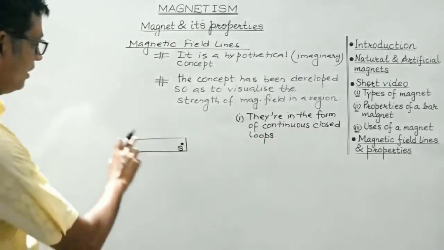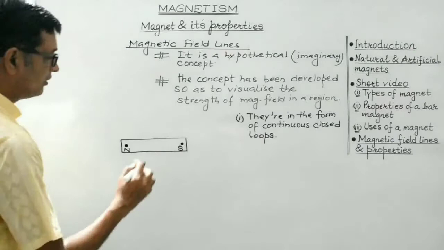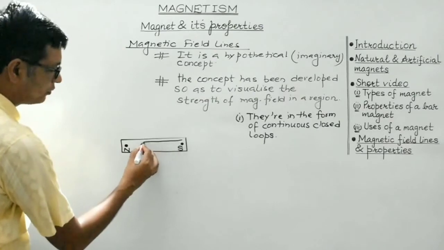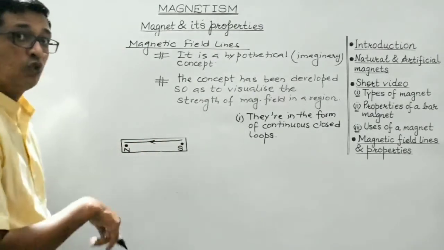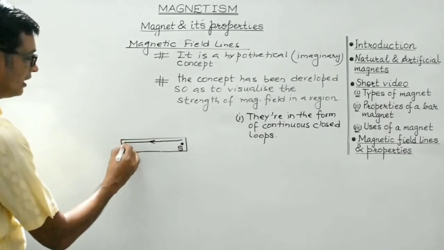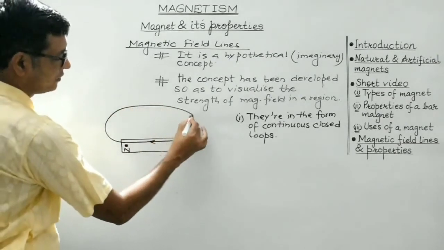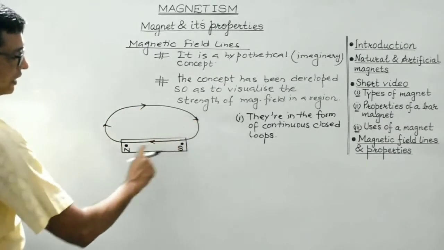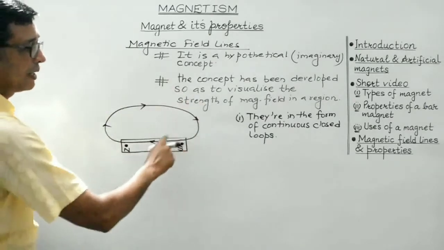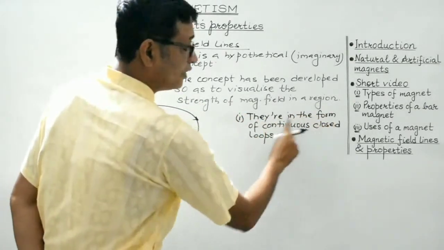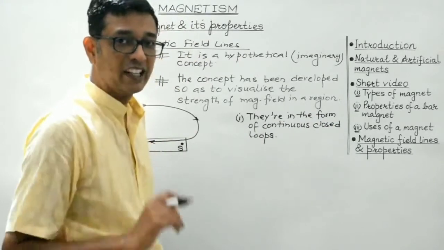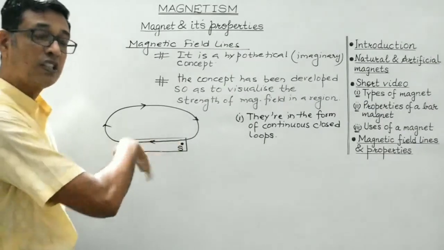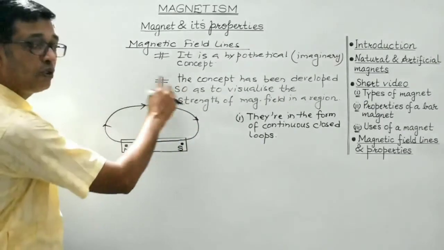Inside the body of the magnet, the field lines are directed from south to north, like this. While outside the body of the magnet, students, the field lines are directed from north to south, like this. You need to indicate this arrow. So this becomes a closed loop. So this is what I am talking about. Magnetic field lines are in the form of continuous closed loops. And you need to remember the direction. Inside the body of the magnet, the field lines are directed from south to north. And outside the body of the magnet, the field lines are directed from north to south.